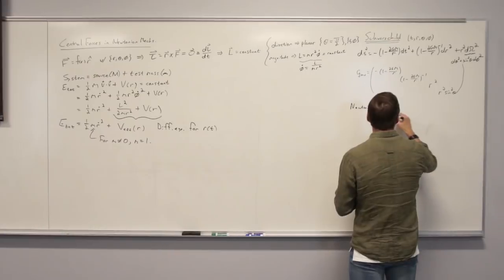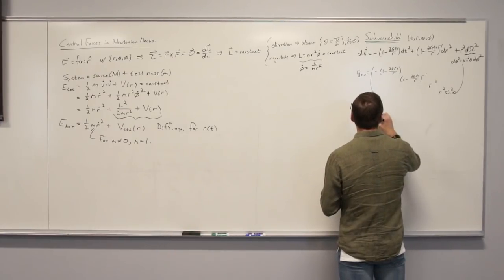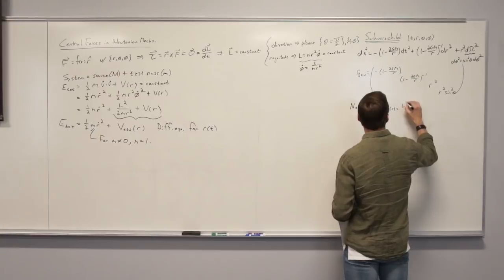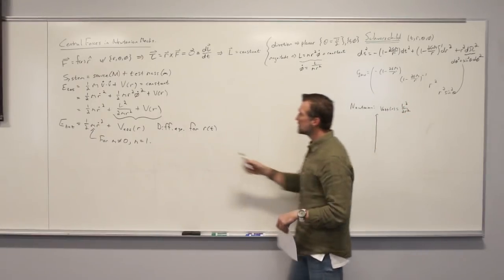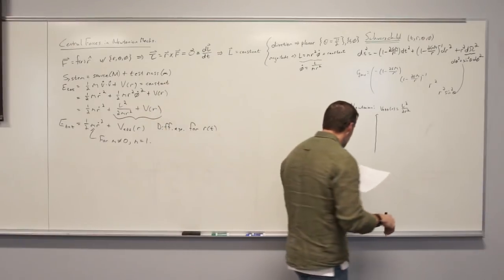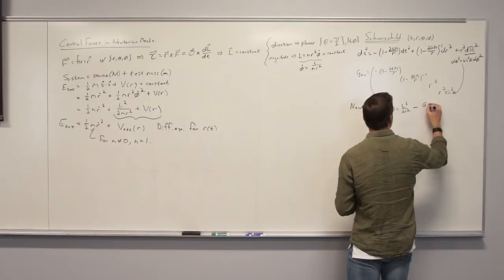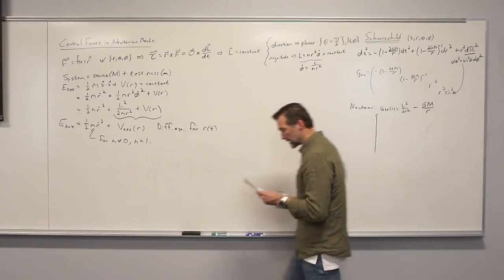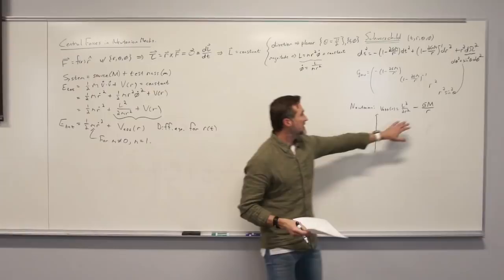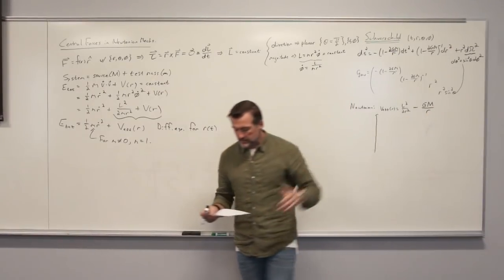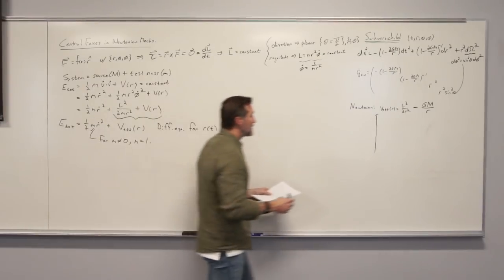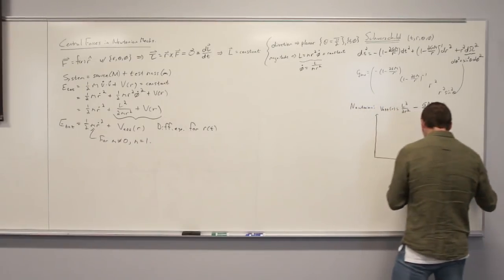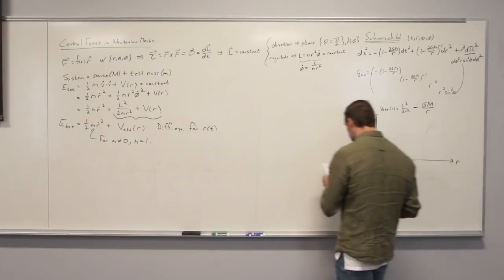Okay, so if I plot V effective, which is L squared over 2r squared, because I've set m equal to 1, plus the Newtonian gravitational potential, which is minus G big M. This is the Newtonian gravitational potential. That mass is the big thing that's creating the gravitational potential. Then we can plot that effective potential as a function of r, okay?